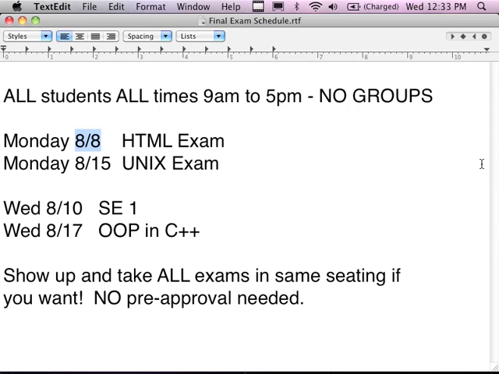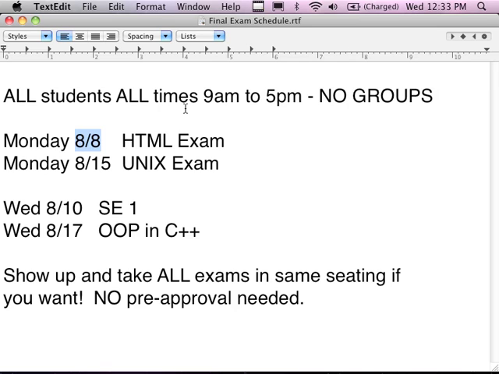But no groups. So last time I did this, I divided everybody out by their alphabetical order of their last name, and nobody showed up in the right groups. In fact, most people showed up about noon. 11 to 2, 11 to 3 was the busiest time. So if you want to come in and beat the rush, beat the hassles, beat all the confusion and stuff, show up at 9 o'clock in the morning, and then you'll have a pleasant experience.